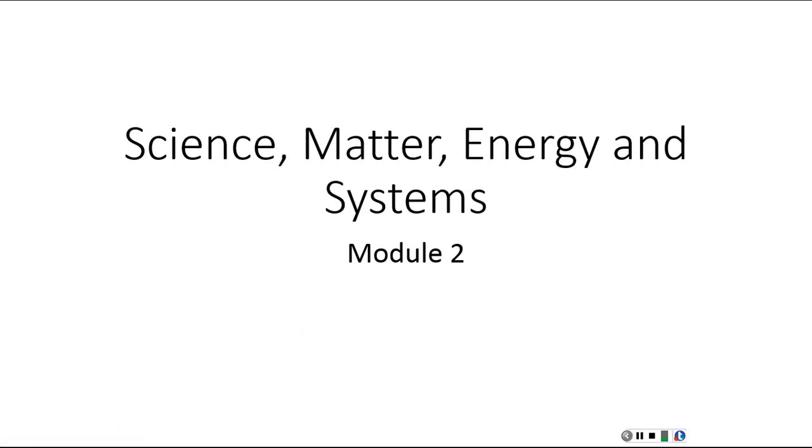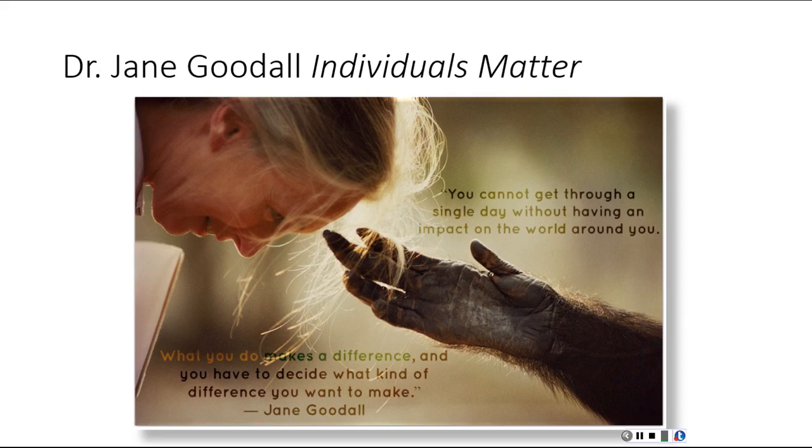The title is Science, Matter, Energy, and Systems. This is an overview of this particular module. Module 2 covers a lot of information. If you haven't had a science class in a while, this is a good review of all the components that make up matter, what energy is and how it's defined, utilized, and lost in our systems. We're going to focus mostly on what an Earth system is and then an environmental system in this module.